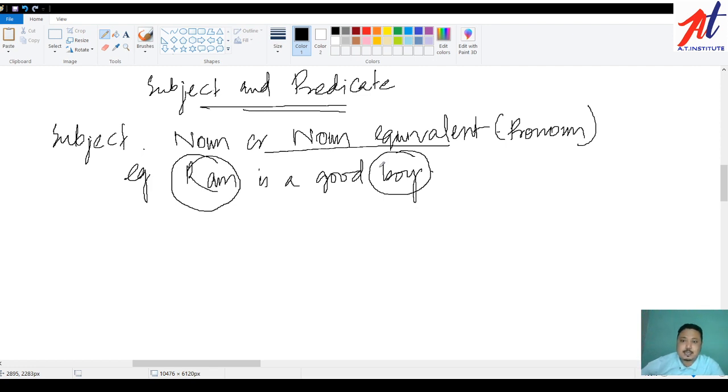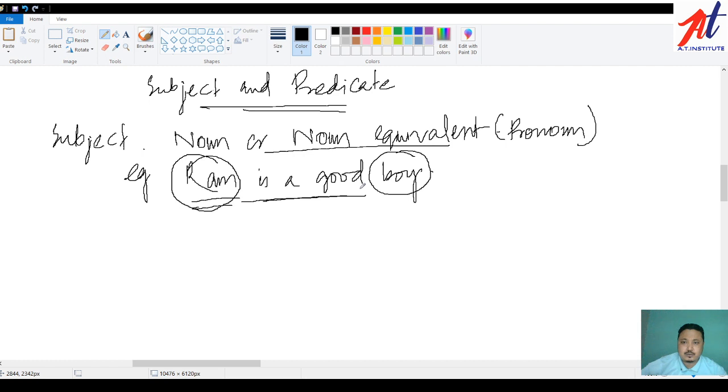Now you can see in this example that Ram is a good boy. We are talking about Ram. So Ram is our subject. Okay. So you can see that Ram is our subject. Now one more thing that you need to understand, that it's a bit easy to find out a subject even if you have couple of nouns in a sentence.